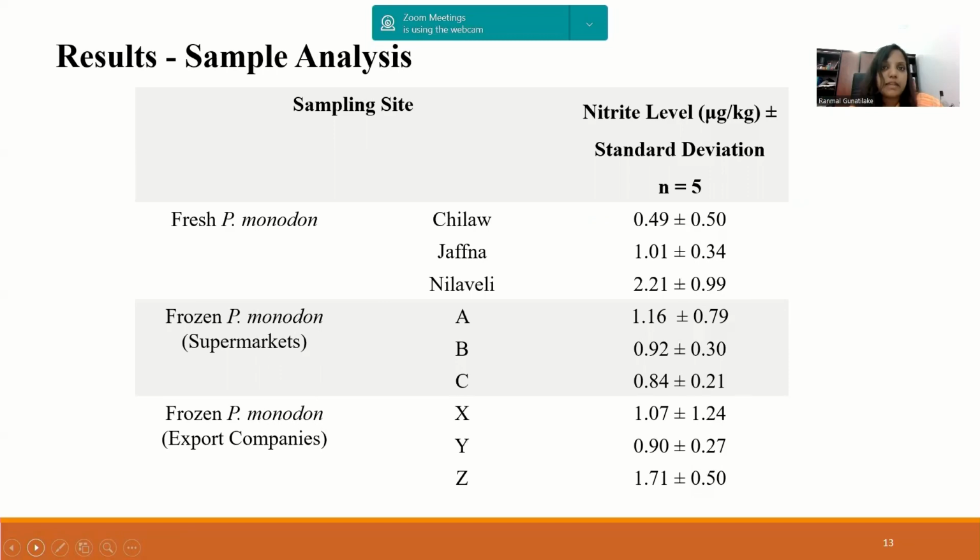27 samples were analyzed, and this slide displays the average nitrite levels in all of them in micrograms per kilogram. The highest levels of nitrite were found in the Nillaveli samples and the lowest were found in the Chilau samples, but even so, they show no significant differences.